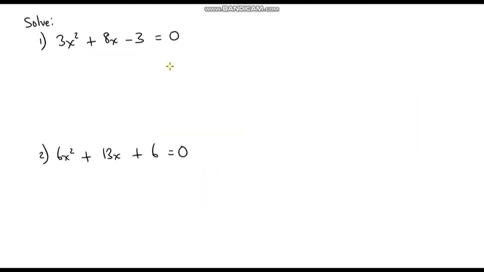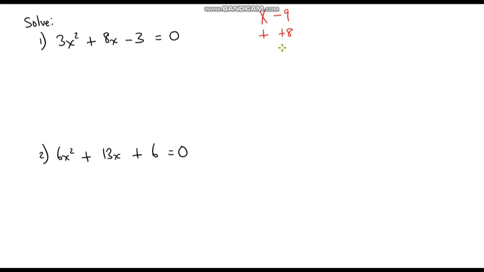So I'm going to do a couple more, but I'd encourage you to pause the video and see if you can have a go at solving these two equations yourself. Okay, so the first step is to factorize. We need to factorize this quadratic expression, so we need to find two numbers that multiply together to get negative 9. Okay, 3 times negative 3 is negative 9, and whose add together to get positive 8.